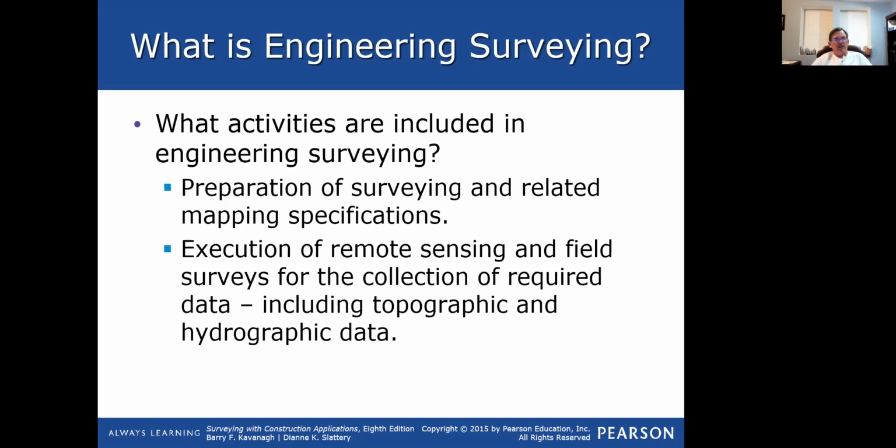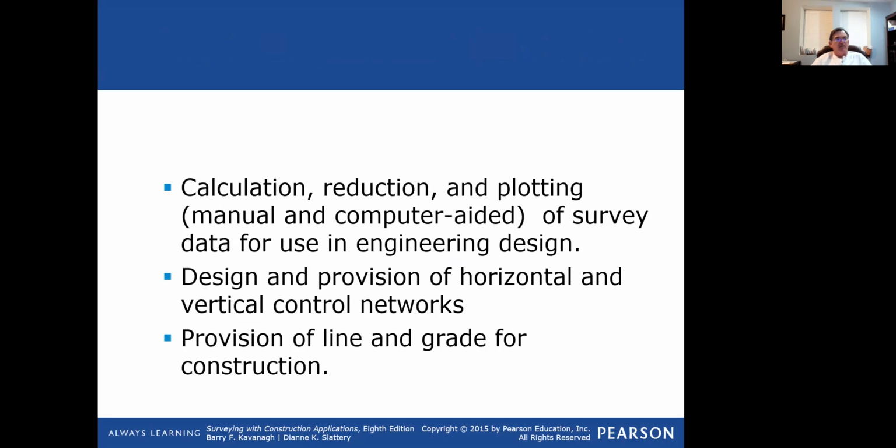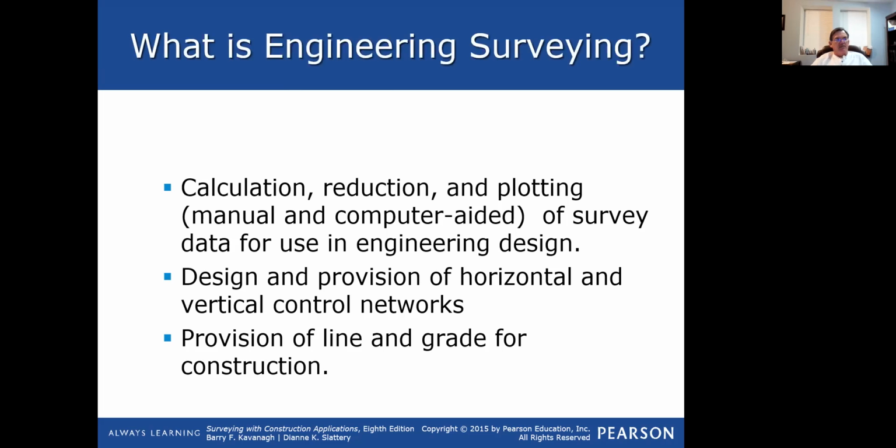We're not going to talk too much about remote sensing, but basically surveys are done either by directly taking a field measurement or doing some form of remote sensing to locate your objects. Calculation, this is all plotting. We design things. It's done for the purposes of construction, producing a product. For the most part, we're talking about construction projects.